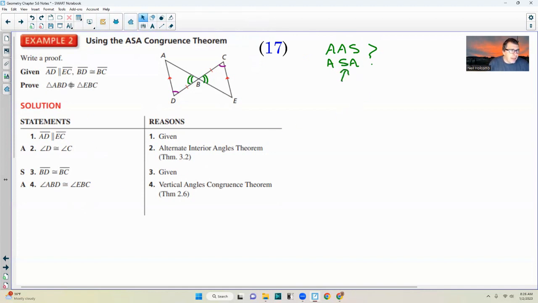So now I can say what we were trying to prove. We can say triangle ABD is congruent to triangle EBC. And this is by ASA. Okay, because the side is in between the two angles that are congruent.